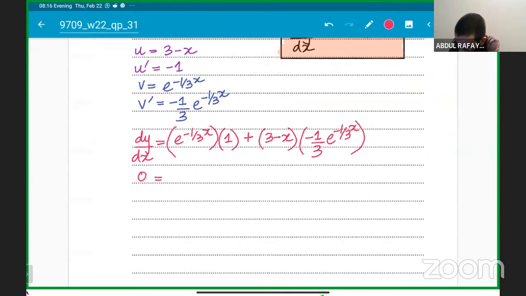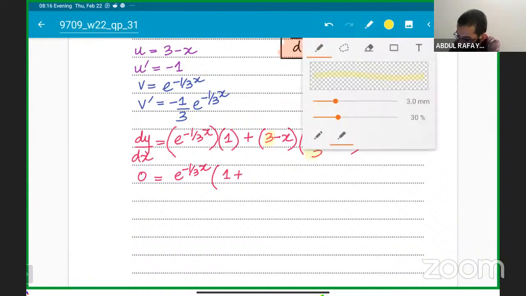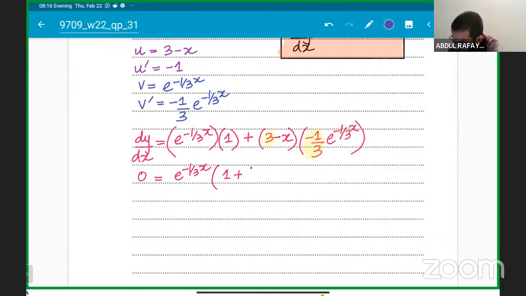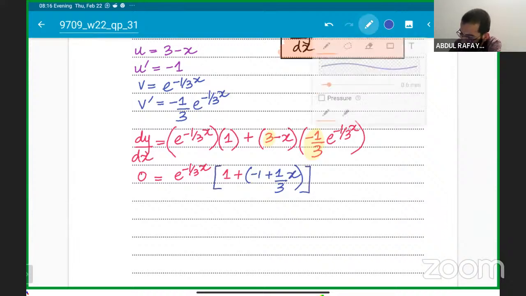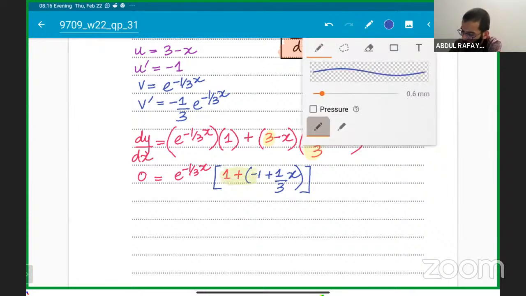And you can now take it, basically you can take common. So e power negative 1 over 3x have taken common. So I'll be left with 1 plus this thing multiplied with this. So let's multiply as well. Guys, with me, 3 times of minus 1 over 3 will be minus 1. Are you guys understanding? Minus 1 and minus x plus 1 over 3 x it will become. Okay, understanding? Clear? So 1 minus 1 will finish off.